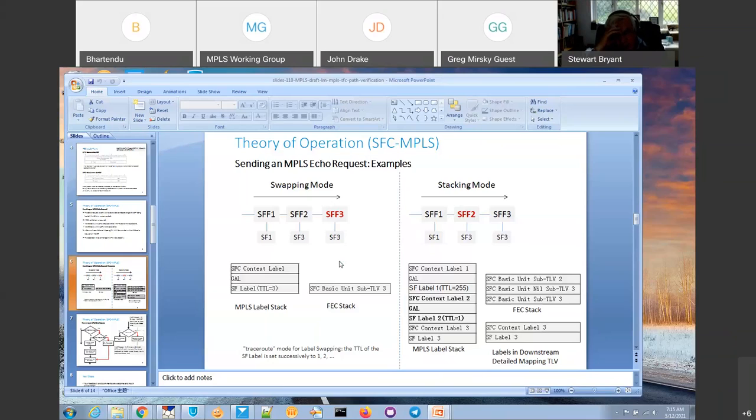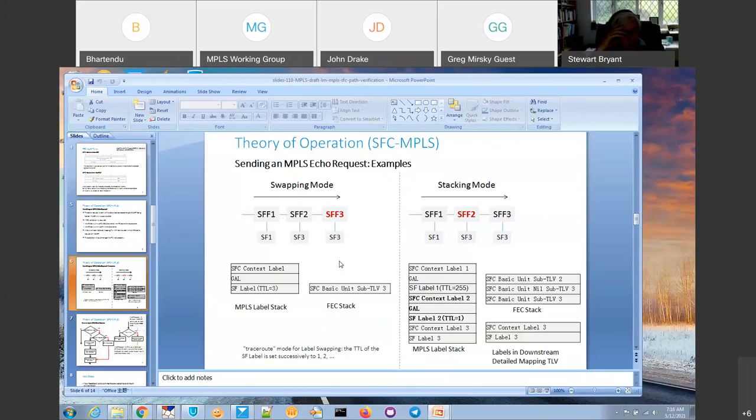And that's exactly why we insert a GAL after the SFC context label within the basic unit, not after the basic unit, because it will be too late after the basic unit, since the SF will already receive the payload. Yeah, I understand that. Question, Greg. The metadata that you carry after the end of the stack, it needs to be preserved all the way until the last SFF?